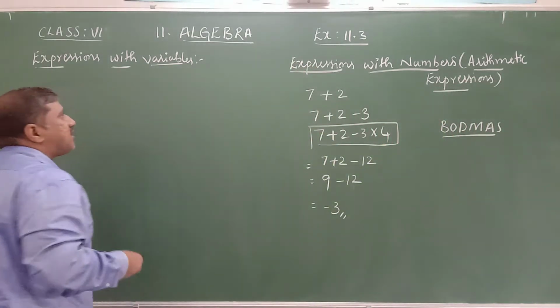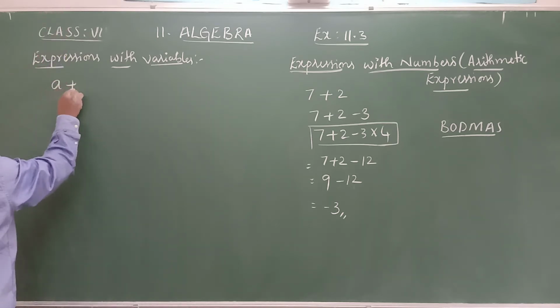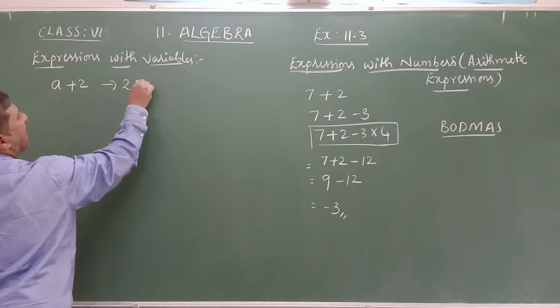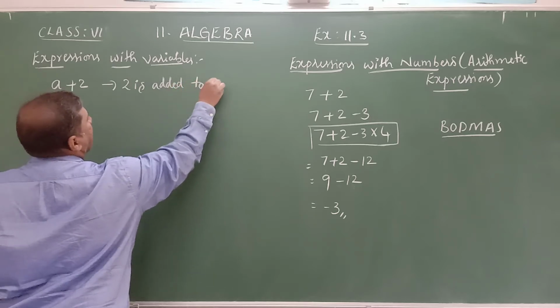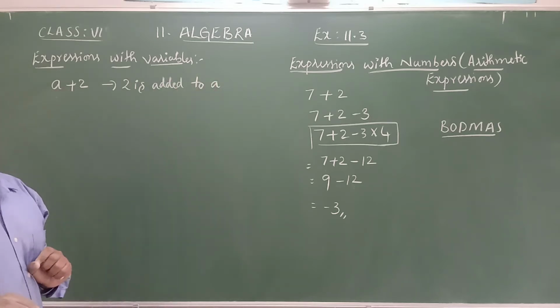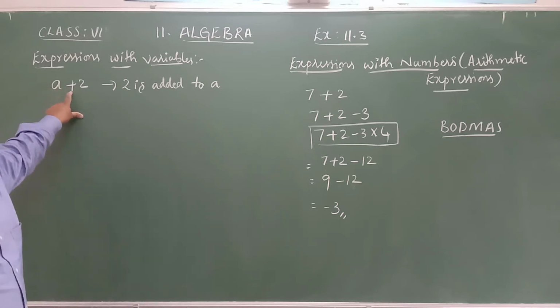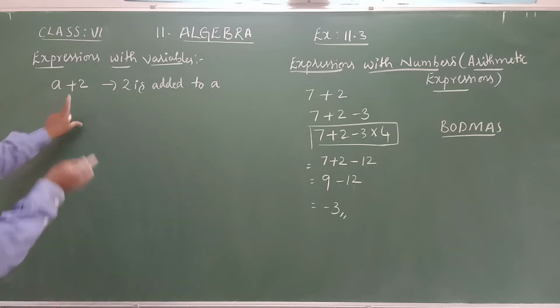Now, expressions with variables. See here: A plus 2 means 2 is added to A. Here A is a variable, 2 is a number, and the arithmetic operation is addition.